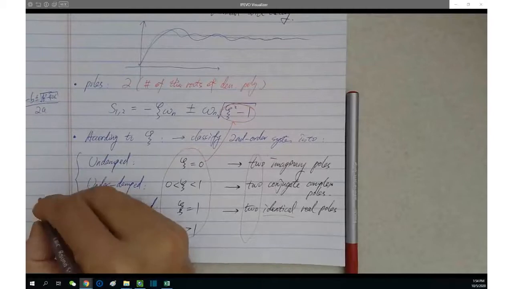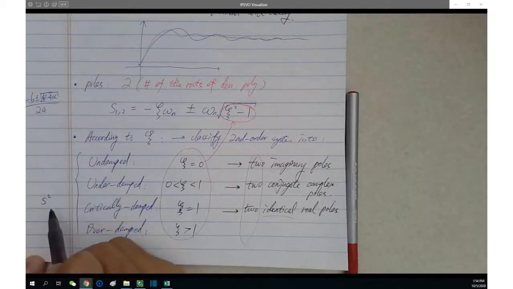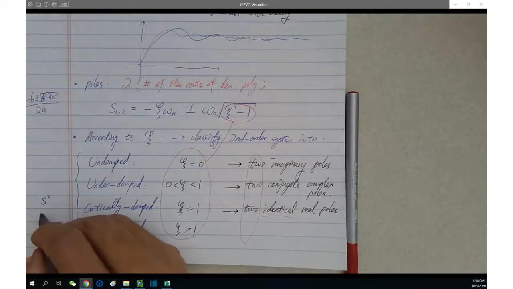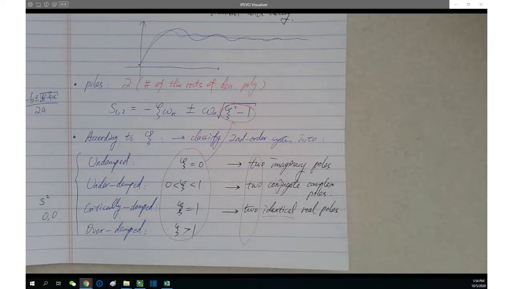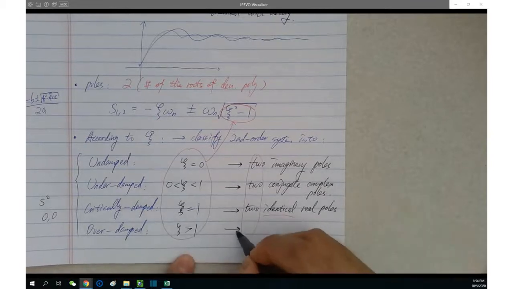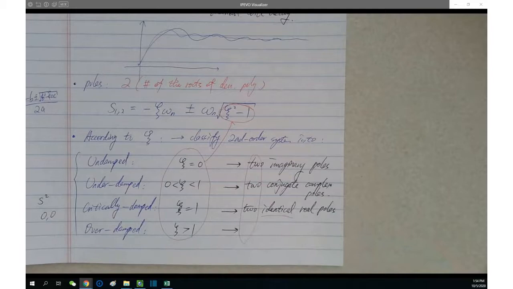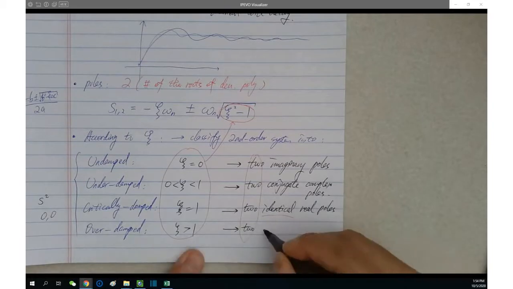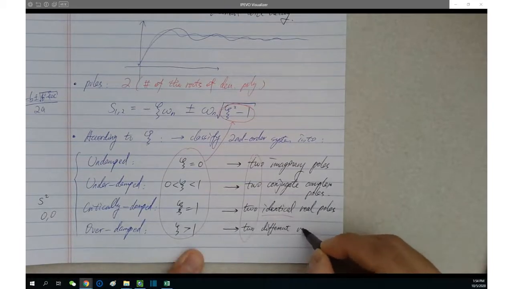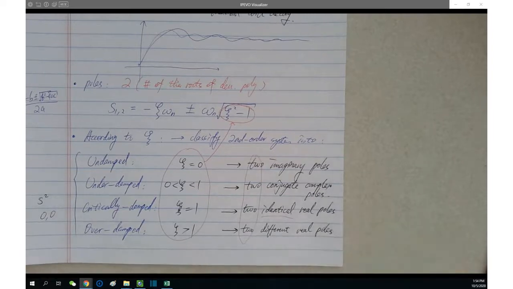And for example, when you see this in the denominator, you're seeing poles that are what? Zero? No, the pole is not zero, but zero and zero. Does it make sense? Very important. This is very, very important. One of the multiple choice problems also assesses this, and we will talk about it very soon. The last case is overdamped, where zeta is greater than one, and then what do we have? Two different real poles, not identical anymore.